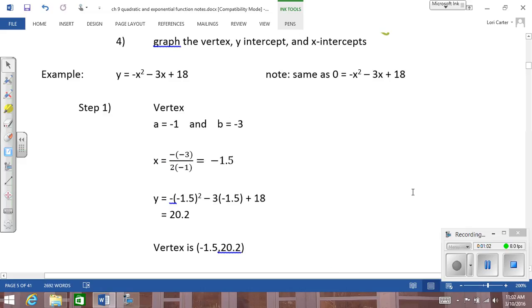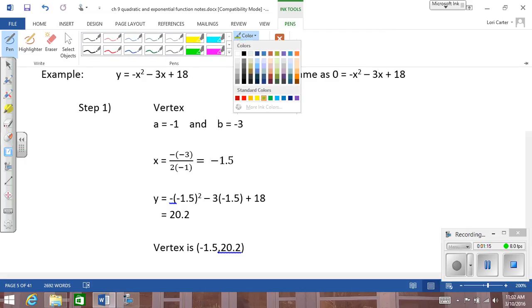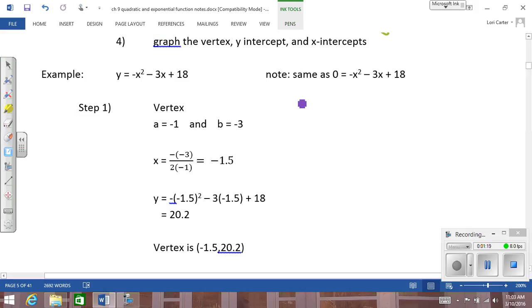Okay, here we go. What's wrong? Negative x squared minus 3x plus 18. That's our equation. Is everybody with me? Wait, I don't like this color. Do purple! You want purple? Yeah! Okay. So, this is our equation. Negative x squared minus 3x plus 18.